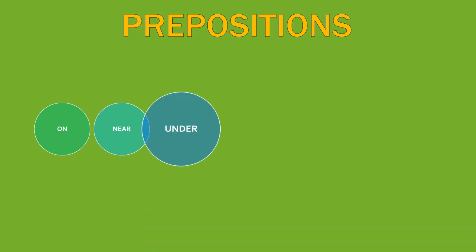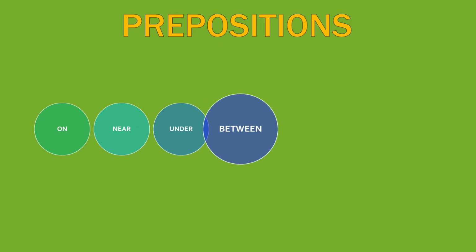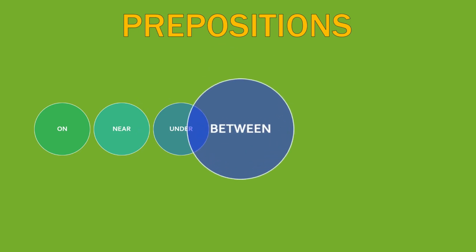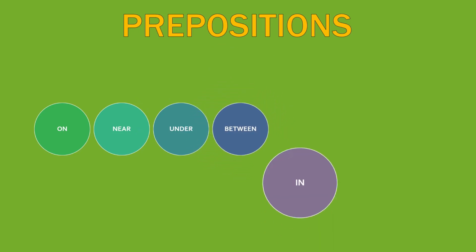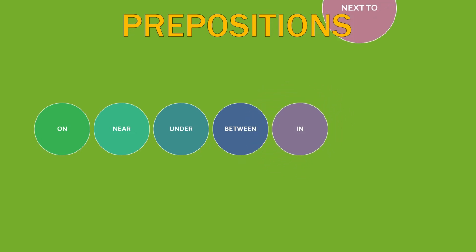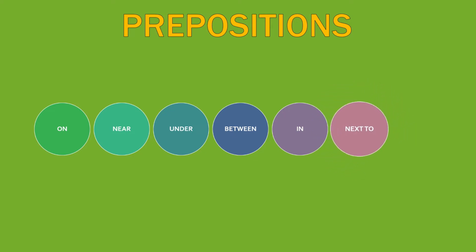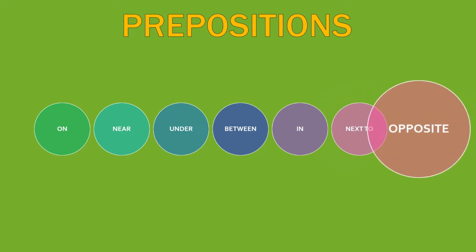There are 7 prepositions. On, near, under, between, in, next to, opposite.